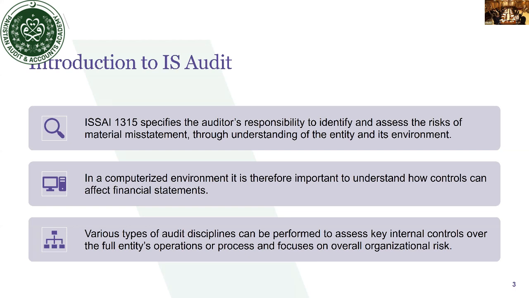the internal controls. Once it's required by the ISA to understand the environment and the internal controls, then that environment and internal controls, information systems, becomes part of it. So the SAIs have also adopted, as part of INTOSAI, the ISA. ISA also adopted ISA 315, which specifies the auditor's response to identify and assess the risk of material misstatement through understanding of the entity and its environment, including the internal controls of the entity. It requires us to look at information systems audit.